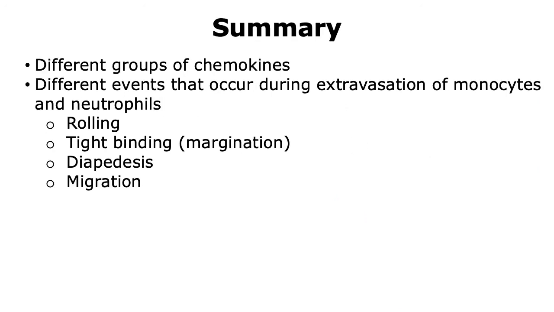With this, we come to the end of our talk, where we learned about different groups of chemokines and functions of chemokines. We also learned about the different steps involved during the extravasation of monocytes and neutrophils, which include the processes of rolling, tight binding, which is also called margination sometimes, diapedesis, and migration.